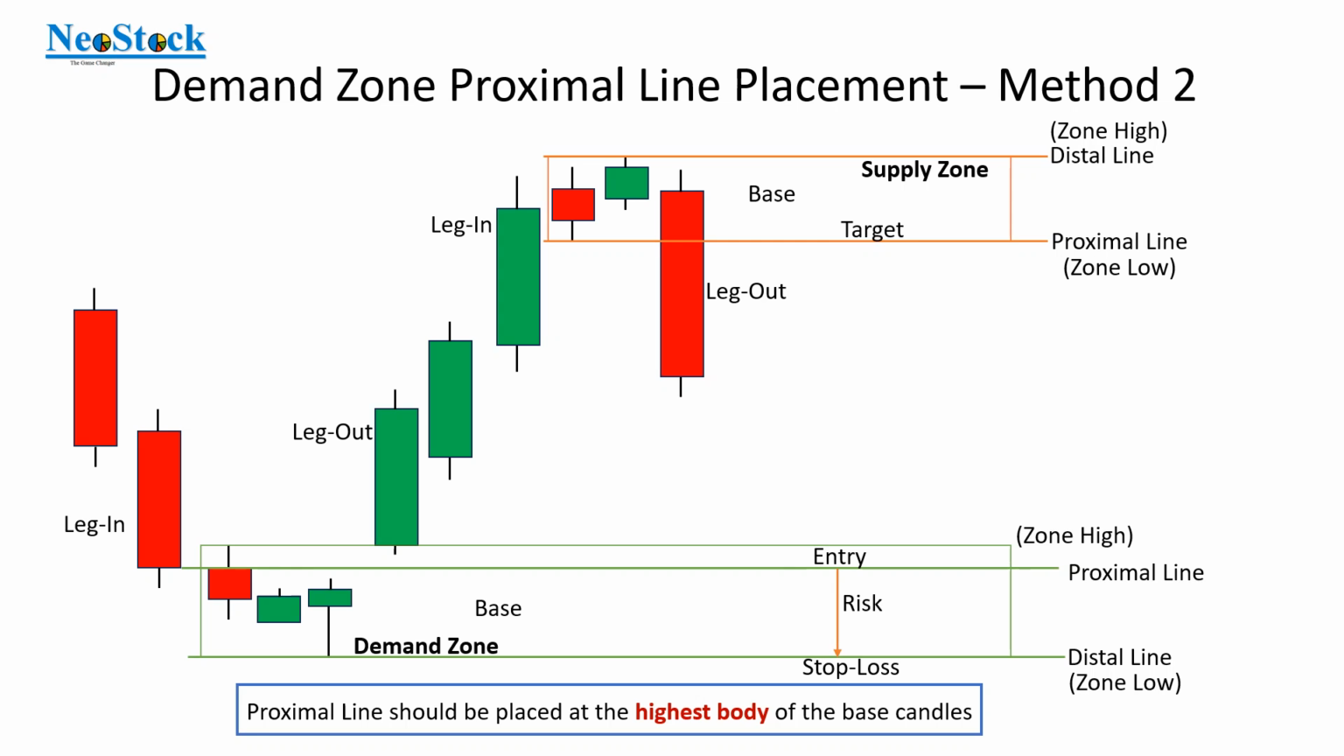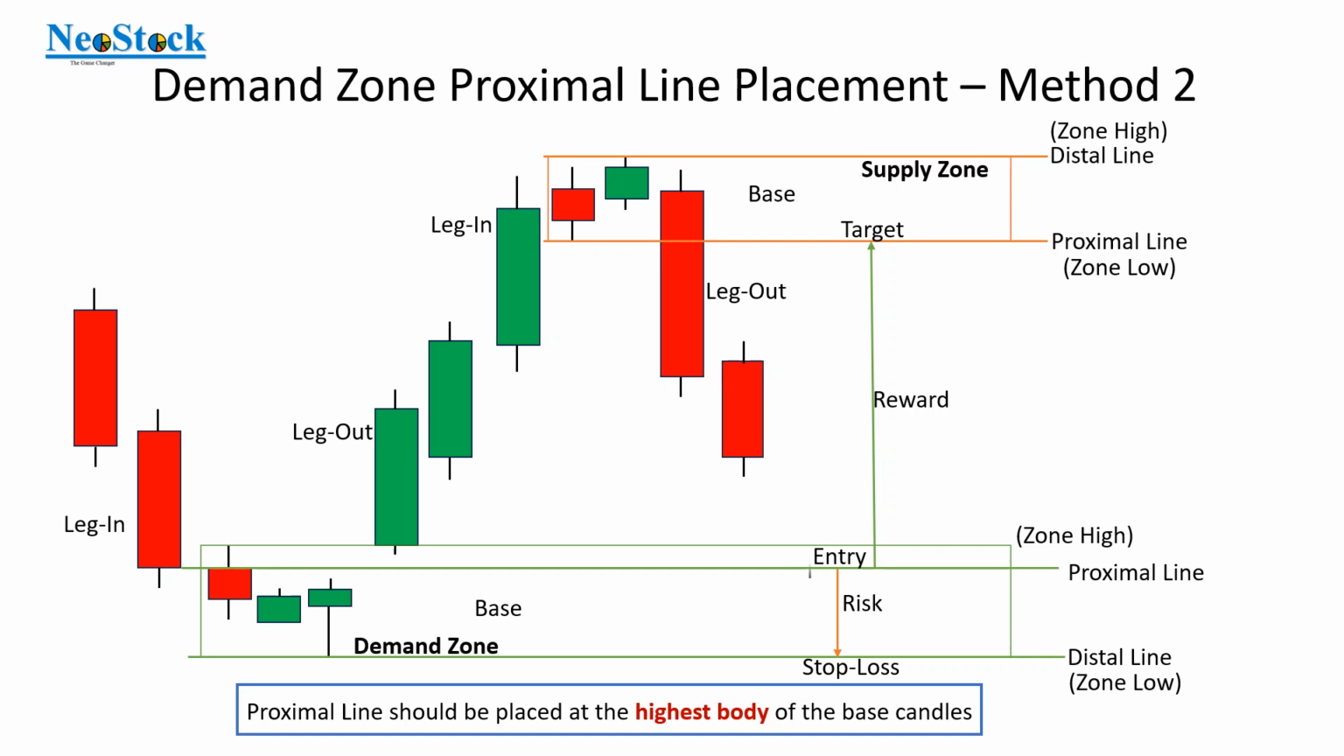Now this is the new risk. It's a minimized risk compared to method 1. But we got another advantage also. What is that? Our reward is also increased. Now look into the reward. Because the proximal line is changed, now the reward is calculated from the method 2 proximal line. So our reward is also increased. This is one advantage of changing the proximal line to method 2 instead of method 1.